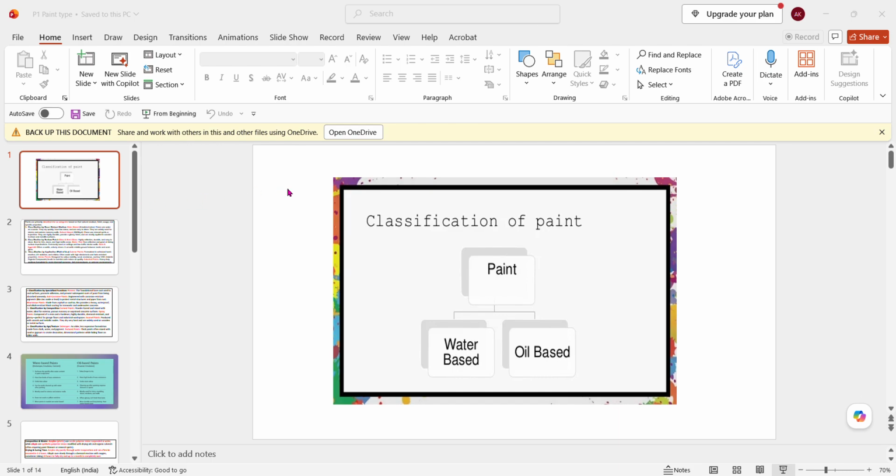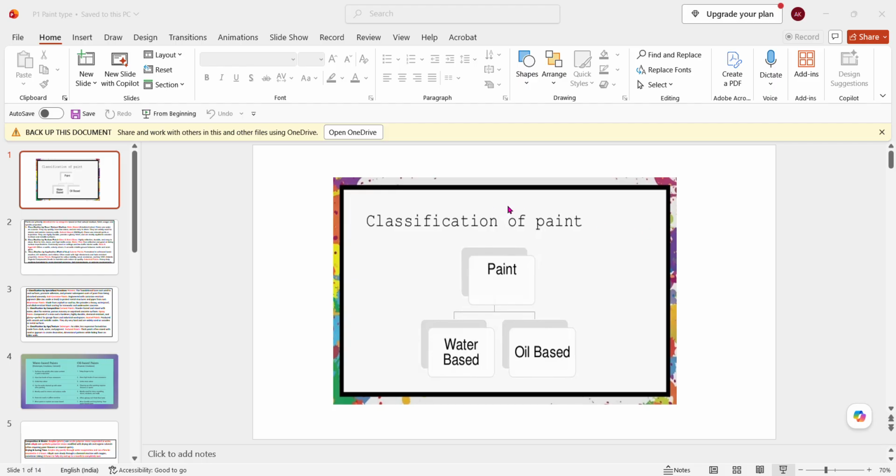Then the second one is classification by surface finish. One type is glossy or semi-glossy, highly reflective, durable, and easy to clean. And then another one is matte, slightly duller than glossy or semi-glossy, non-reflective. This is non-reflective, great at hiding surface imperfections, and commonly used on ceilings or low traffic interior walls. Low traffic means where people movement and footprint are very less.